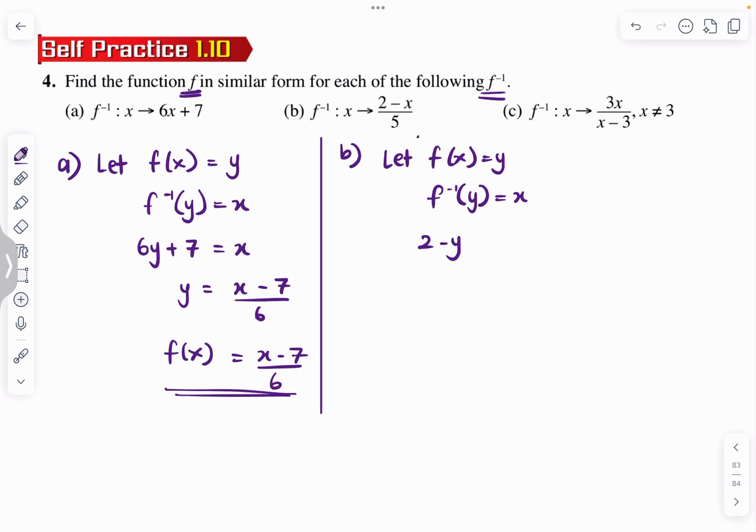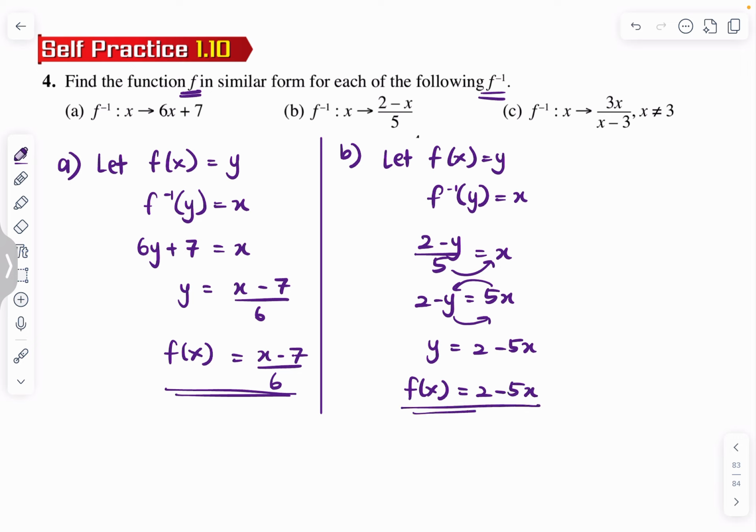So (2 minus y) over 5 is x. We need to make y the subject. So multiply the 5 here. Then making y the subject, y we bring there, 5x we bring there. So y will be 2 minus 5x. Therefore, f(x) is 2 minus 5x. Done.